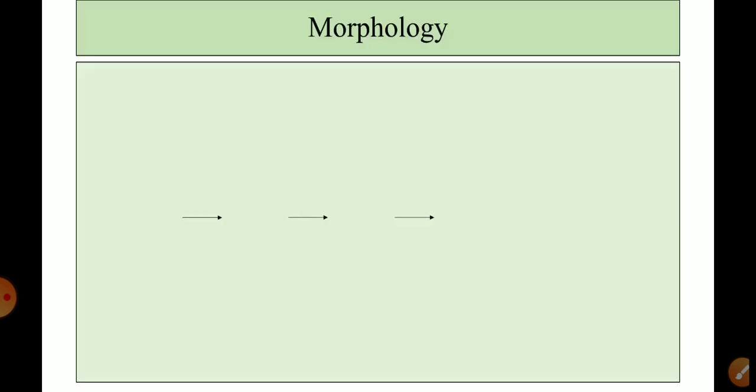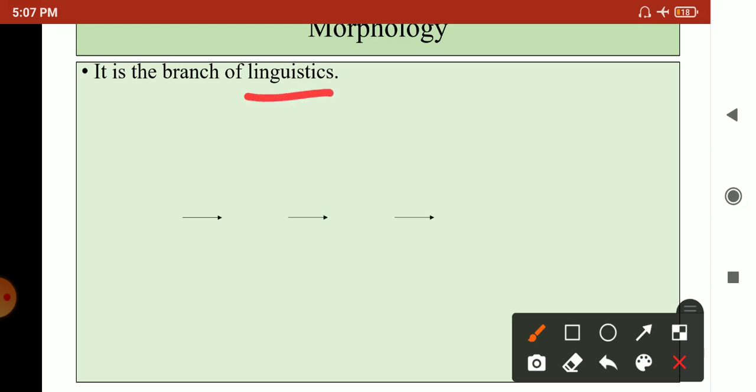Now let us start with morphology. What is morphology? Morphology is the branch of linguistics. Like phonology, morphology is also a branch of linguistics. What is linguistics? Linguistics studies language. So linguistics is a scientific study of language.